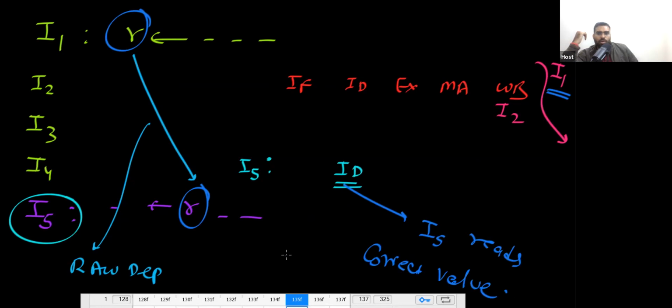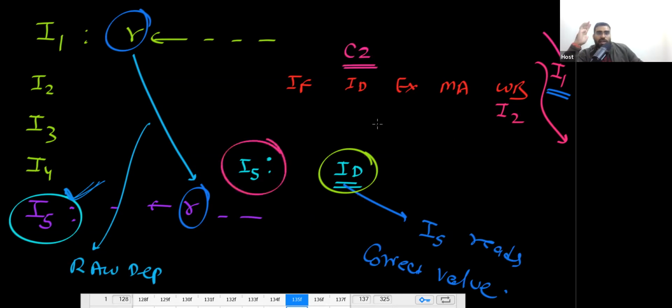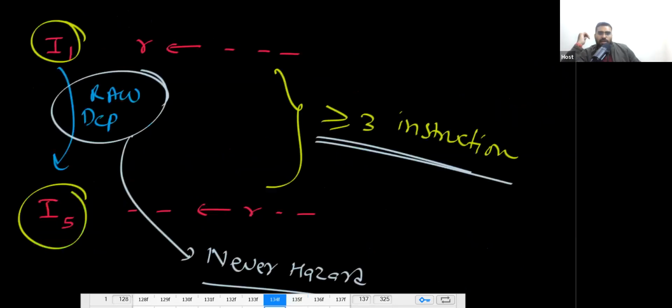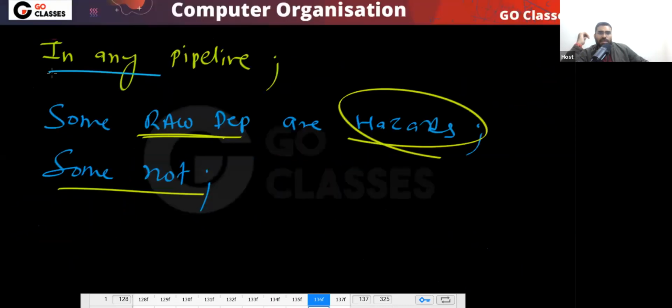Do you agree that when this I5 instruction is in the decode stage, I1 is already gone? Because I1 is already gone, the correct value is already available, so this instruction will read the correct value. Understood? So this is what I'm saying: in any pipeline, some RAW dependencies will create a hazard, some will not.